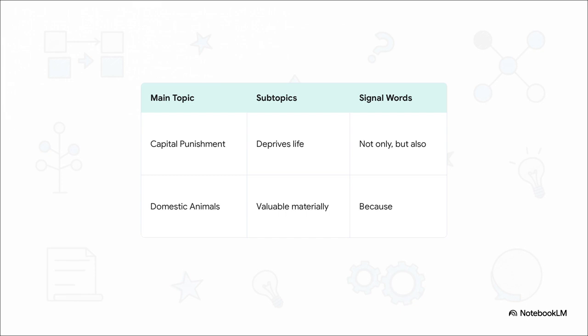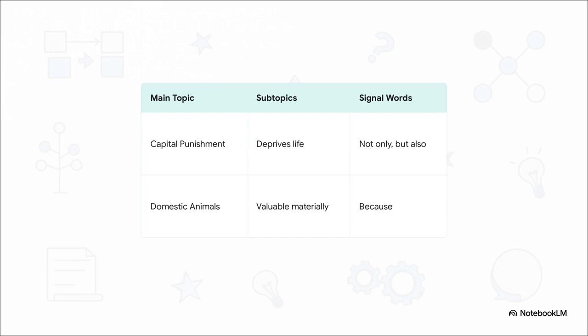You can actually break a perfect thesis down into raw data. It states the main topic, and it lists the exact subtopics. Let's look at an example regarding capital punishment. And look, regardless of any personal or political viewpoints here, strictly as a masterclass in structural grammar, this is brilliant. The main topic is crystal clear. The subtopics, that it deprives life and doesn't actually stop crime, are explicitly laid out.